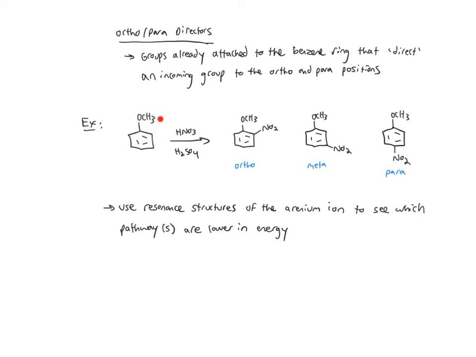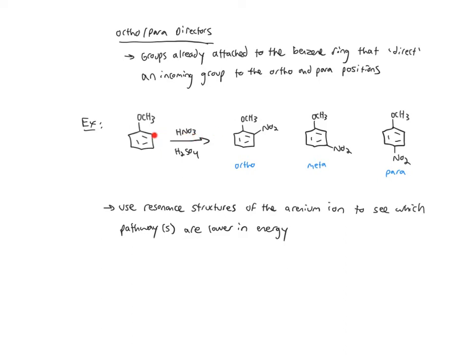We have an OCH3 group attached to the ring, and we're trying to do a nitration reaction. So HNO3, H2SO4, that's going to give us a nitro group on the ring through the mechanism that we saw in previous videos. And so we have three possibilities for the products. Because this benzene ring is flat, really the only thing that can change is the location on the ring for where that nitro group is going to end up.